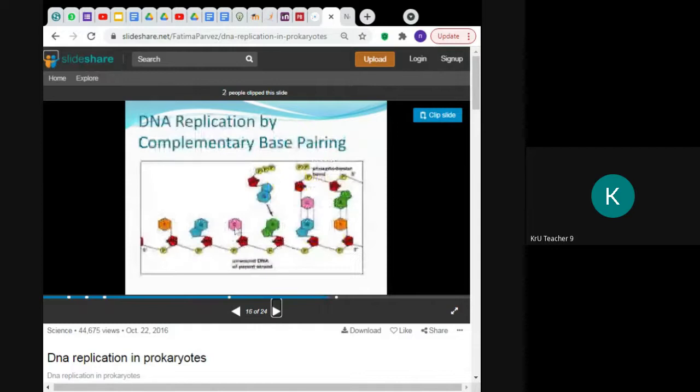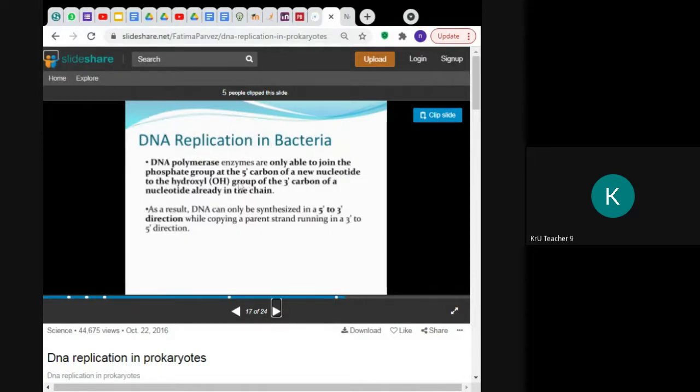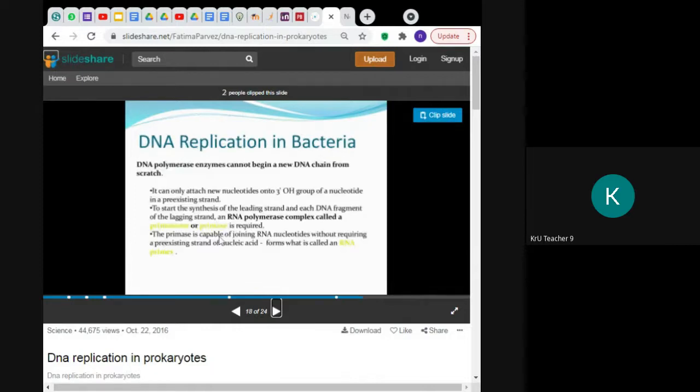DNA replication occurs by complementary base pairing between the newly synthesized DNA and the old DNA single strand. DNA polymerase enzymes are only able to join the phosphate group at the 5' end of the new nucleotide to the 3' OH group of the carbon of the already existing template. As a result, DNA can only be synthesized in the 5' to 3' direction, not in the reverse direction. DNA polymerase enzyme cannot begin new DNA from scratch. That's why it requires an RNA primer.